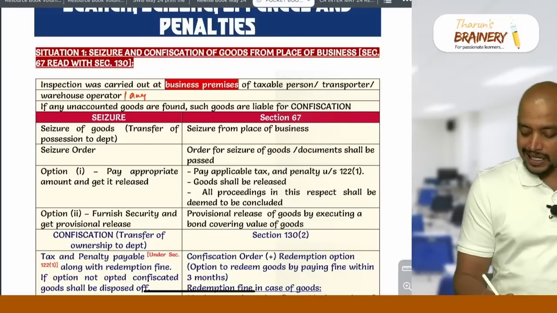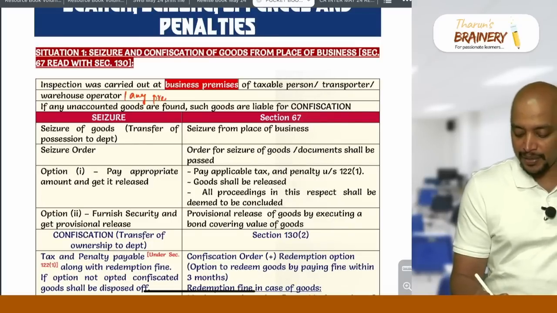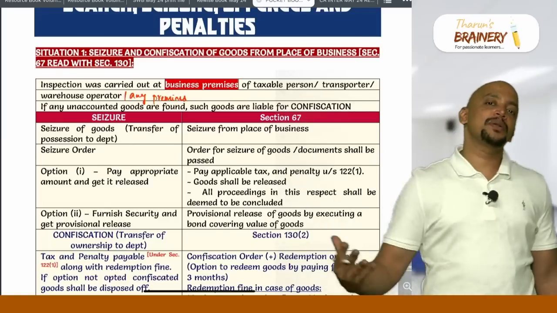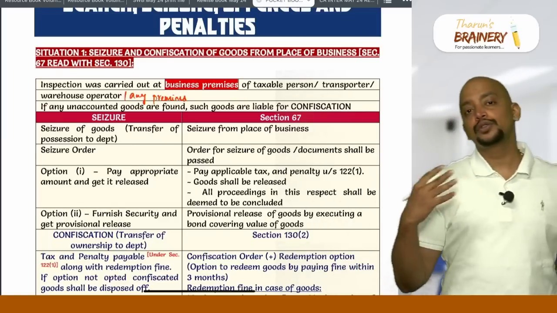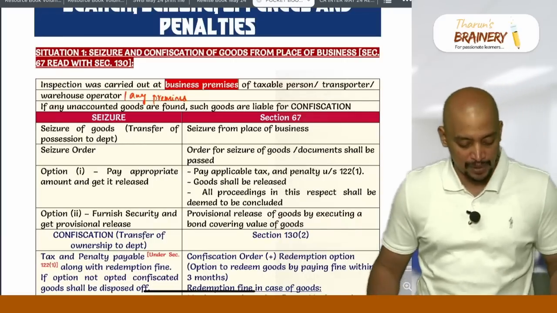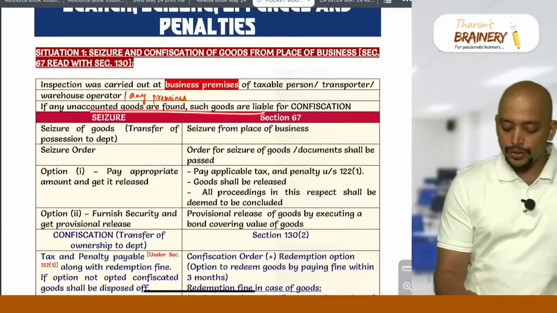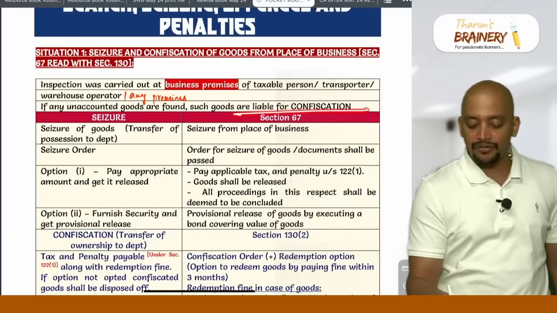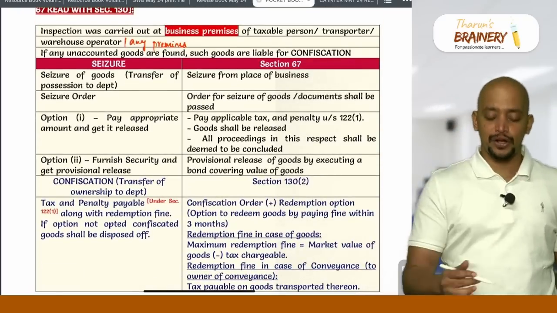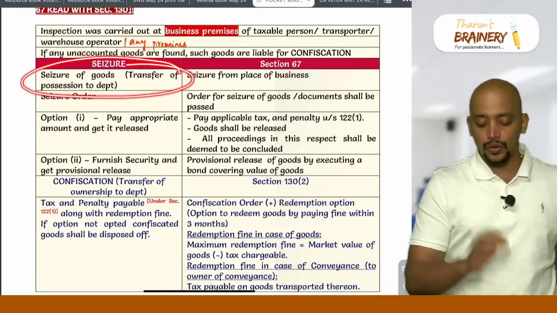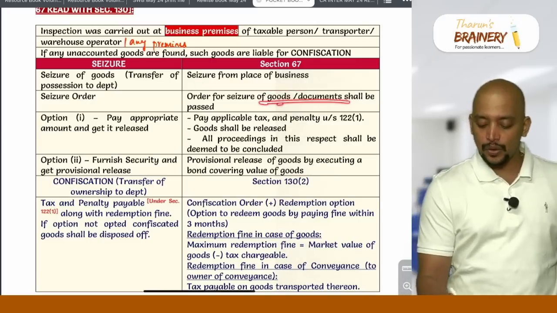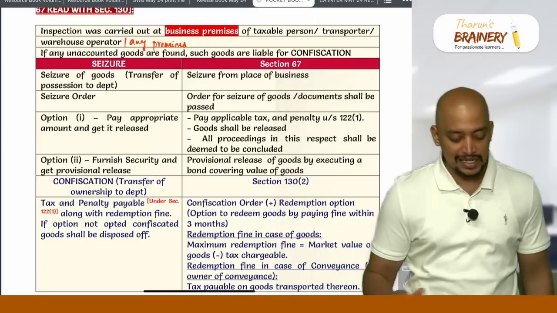Any premises. Suppose the department has doubt that goods are stored or kept, or documents are kept, in some premises, they can do the search with respect to any premises. If any unaccounted goods are found, those goods are liable for confiscation. Now as per section 67, the proper officer will seize the goods. Seizure from the place of business: goods, documents, everything will be seized.